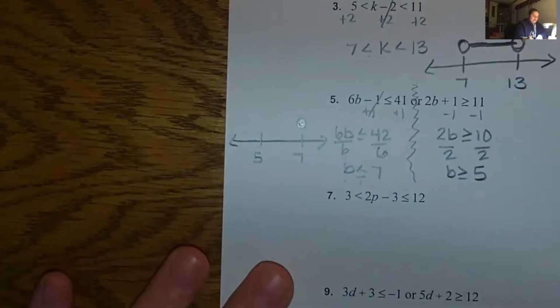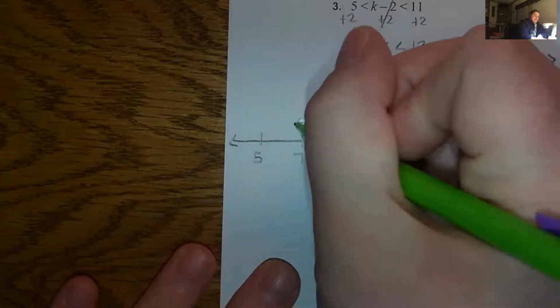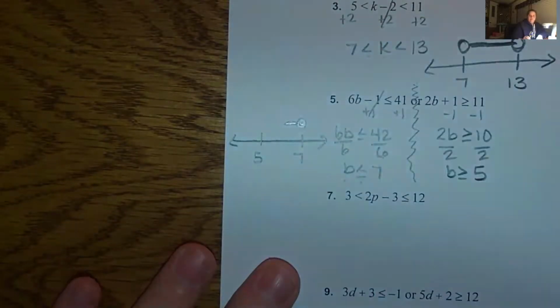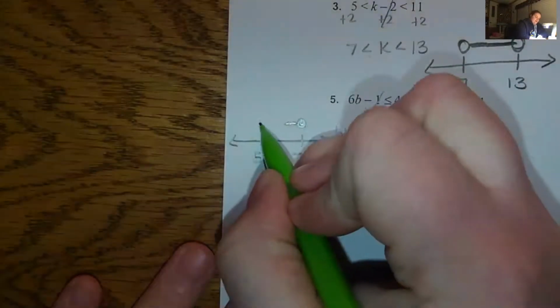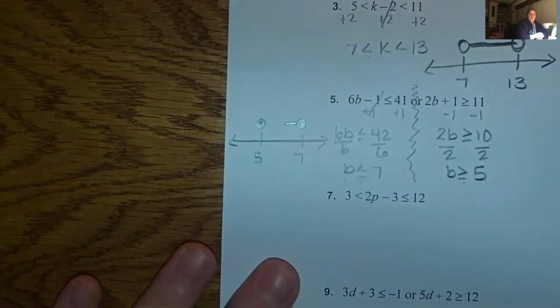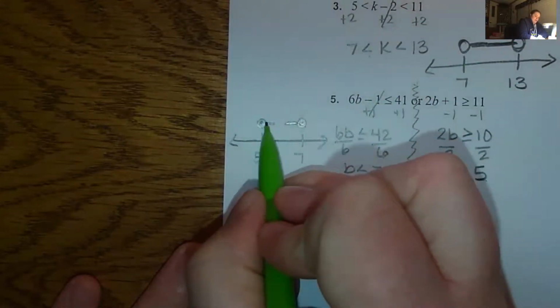Sorry for the glare. Okay, B is less than that. That's to the left, and anything smaller than it. So I'm just going to put a little arrow, I know I'm going that direction. We'll see what ends up happening. Okay, this one says B is greater than or equal to 5. So closed circle at 5. Greater than goes to the right. So we're going to connect it up.